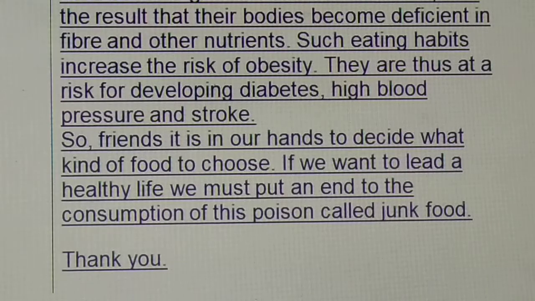Thank you. So children, now I'll give you an assignment, children. You write a speech on junk food. You write your own speech. Okay, children? So that's your assignment.